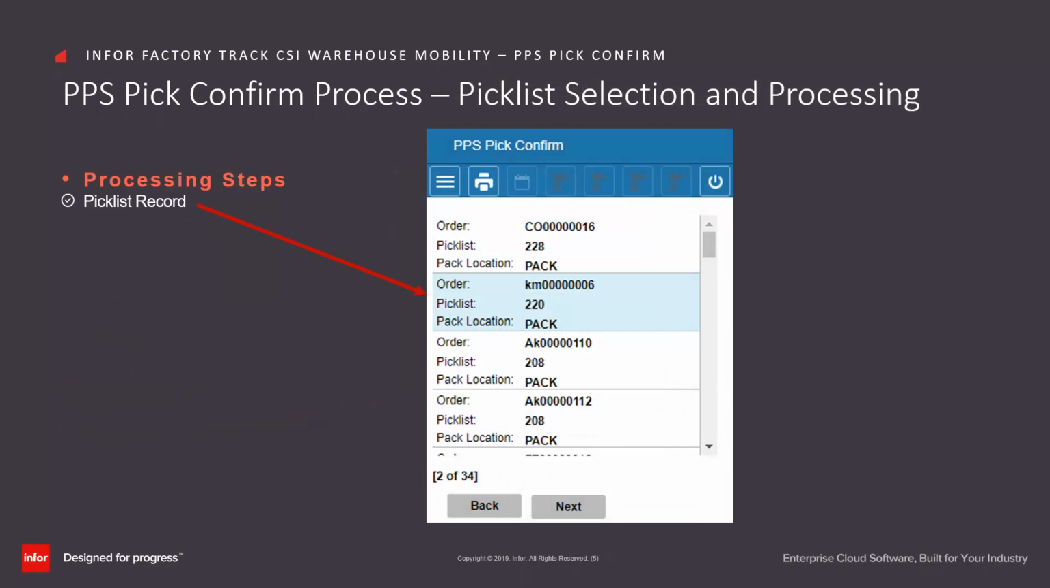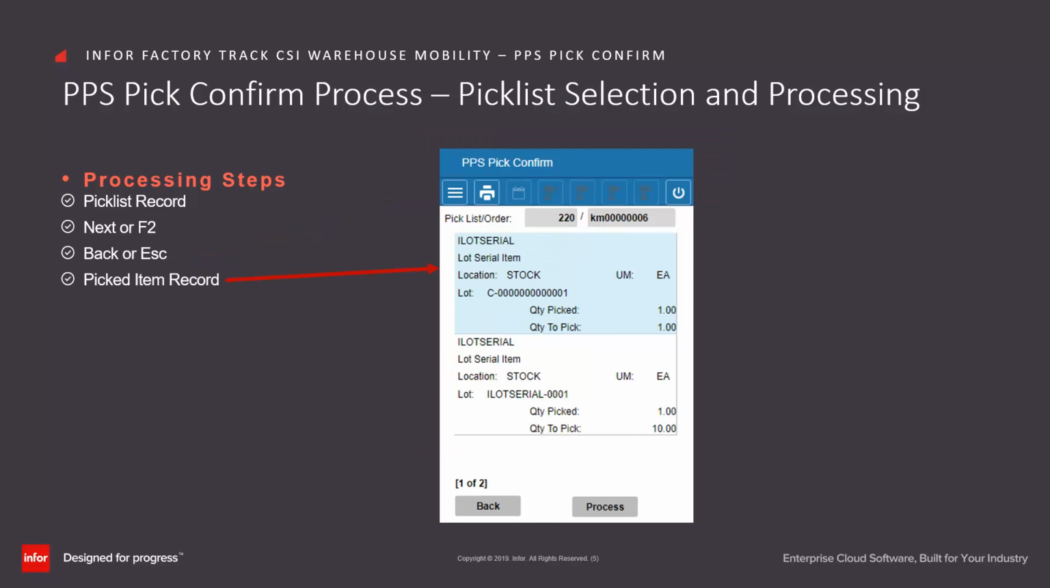Factory Track then displays the pick list selection list based on the manually selected filters entered on the previous screen, or the auto-applied filters based on the enablement of today's pick list and/or picker's pick list parameters. Select the desired record and click on Next to proceed, or Back to go back to the previous form.